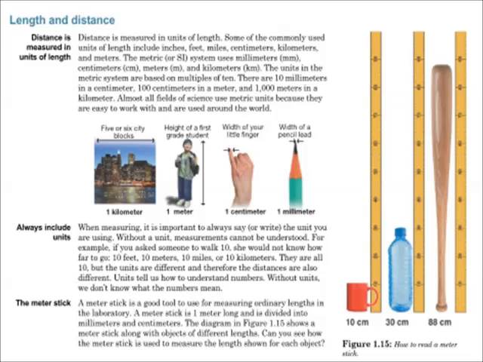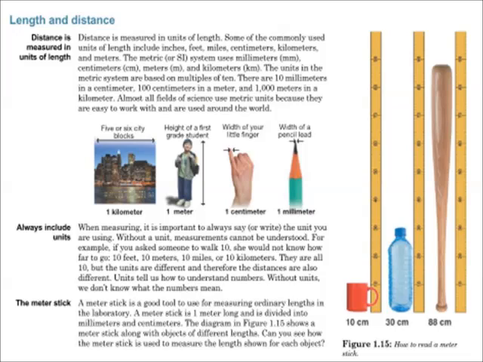Almost all the fields of science use the metric units because they are easy to work with and are used around the world. When measuring, it is important to always say or write the unit that you are using. Without a unit, a measurement cannot be understood. For example, if you ask someone to walk 10, she would not know how far to go: 10 feet, 10 meters, 10 miles, or 10 kilometers. They are all 10, but the units are different, and therefore the distances are also different. Units tell us how to understand numbers. Without units, we don't know what the numbers mean.